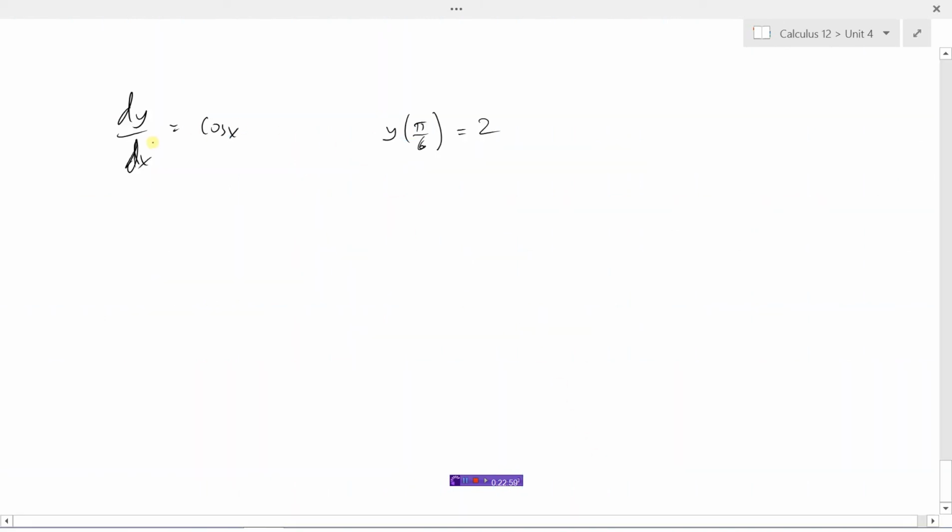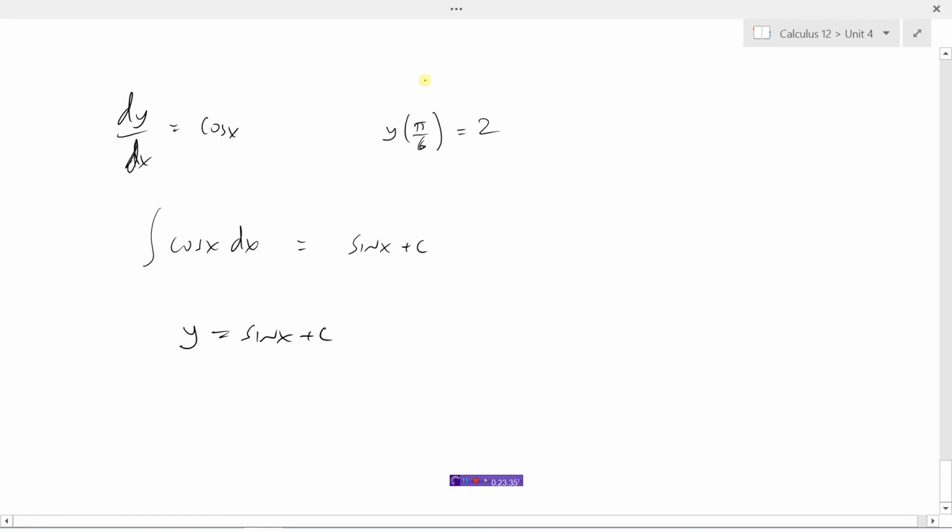So let's say we know that dy dx equals cosine x, and we want to know what is the solution to this initial value problem. So when x is pi over 6, y would equal 2. So we will integrate this function, the integral of cosine x with respect to x. And we know that the integral of cosine x must be sine x plus c, because the derivative of sine x is cosine x. So we would end up with y equals sine x plus some constant.